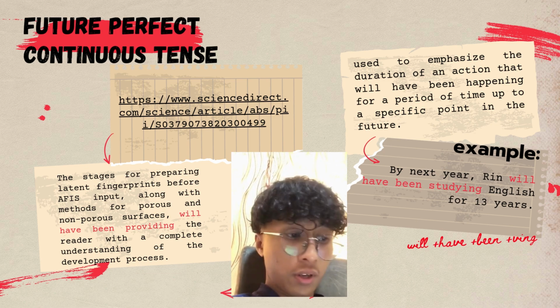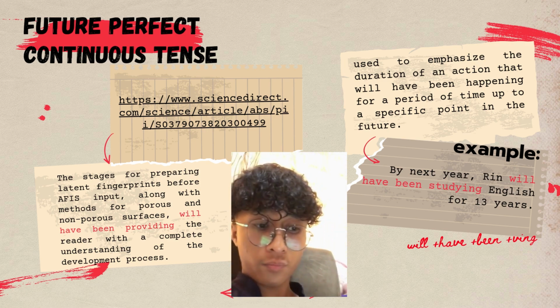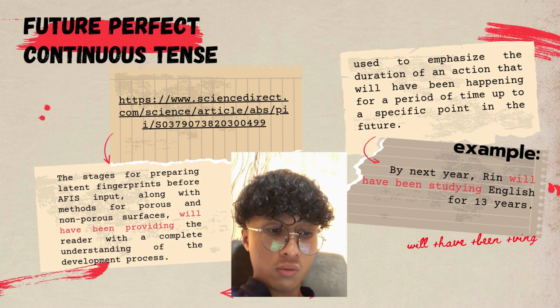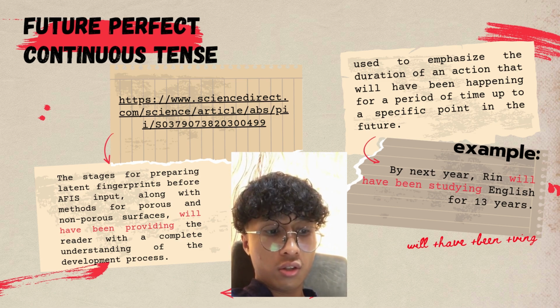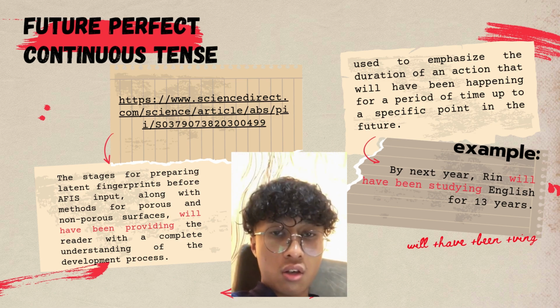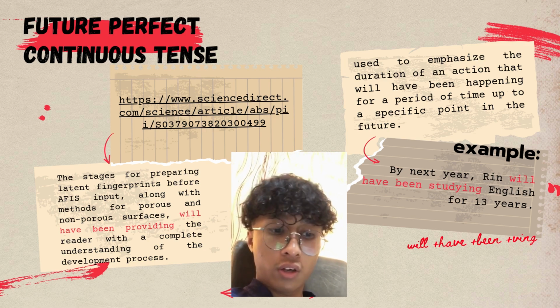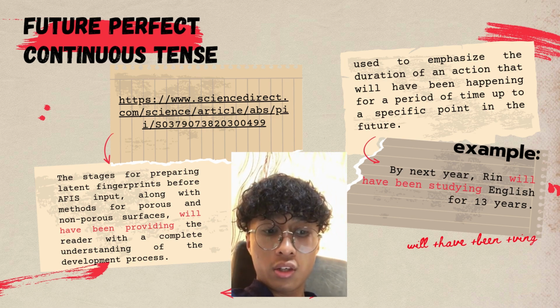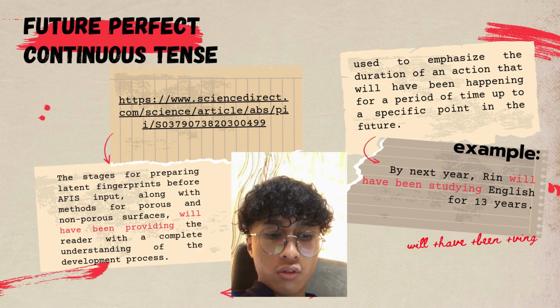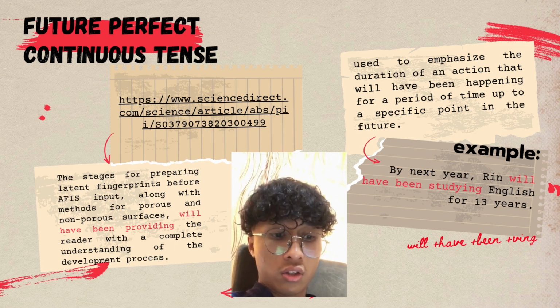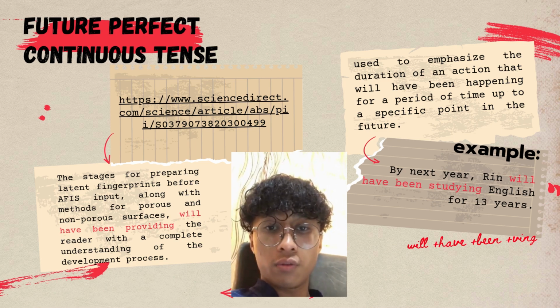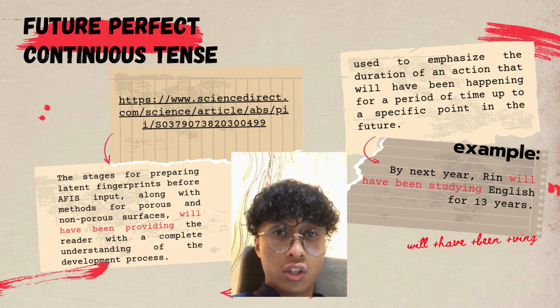This future perfect continuous tense is used to emphasize the duration of an action that will have been happening for a period of time up to a specific point in the future. For example, by next year, Rain will have been studying English for 13 years. That's all from me. See you later.